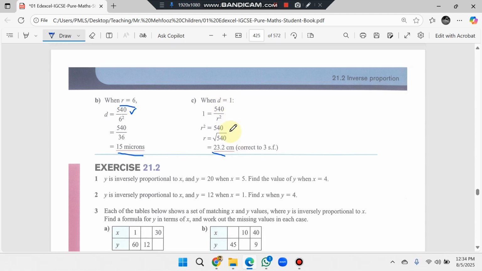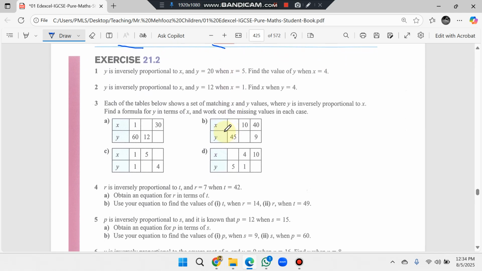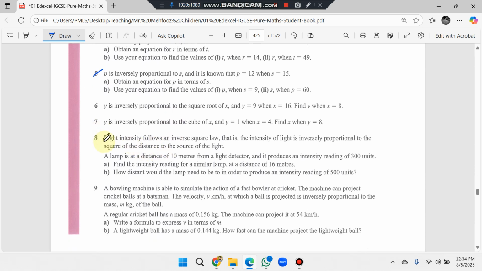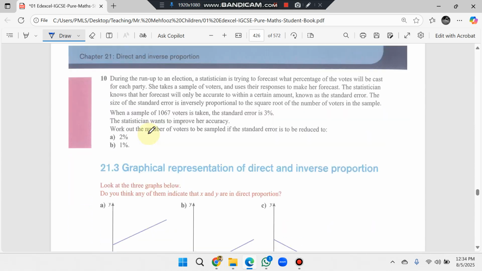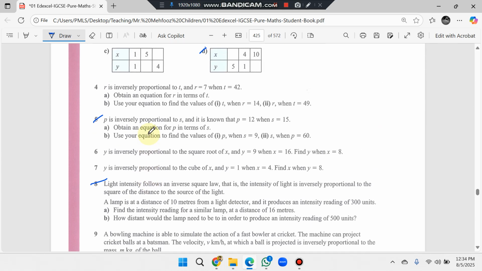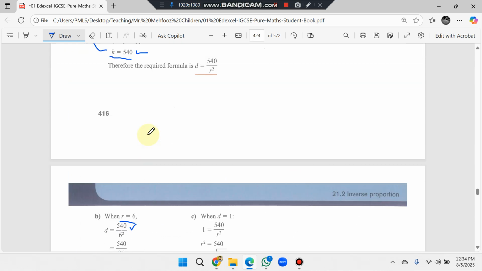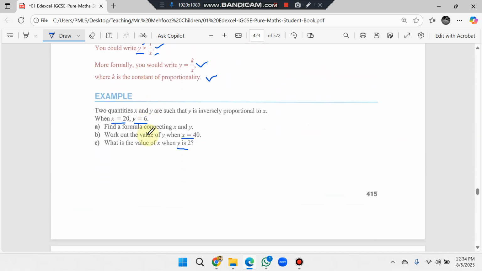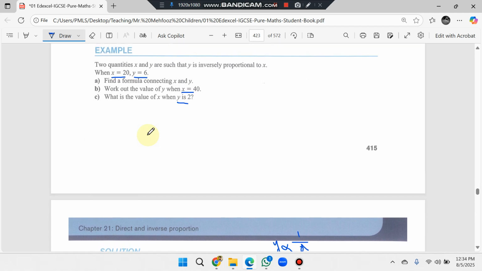This is the example. Now we have the next exercise, 21.2. Same process, but the formula is different. You have to do question number 2, question number 3 part D, question number 5, and the last one, question number 8. You have to do these questions quickly, then we will start the next. First of all, you have to do the examples also. Do you have any problem till now? No. Okay, that's enough. You have to do the examples and then tell me.